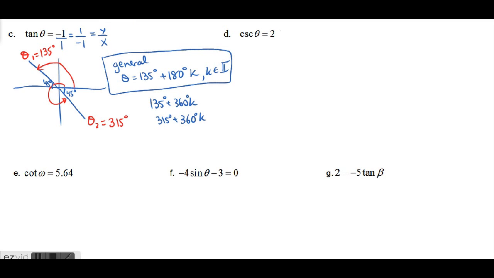All right, next question, cosecant. I'm going to record this as 2 over 1. Definition of cosecant is r over y. So once again, I ask myself, is this truly a special triangle?